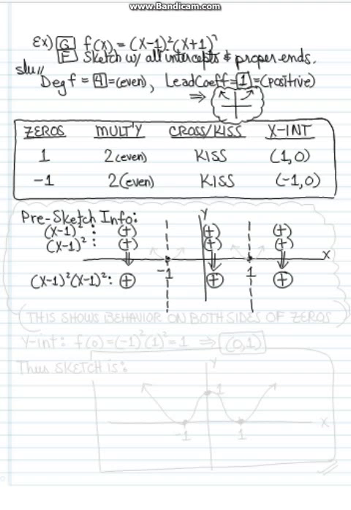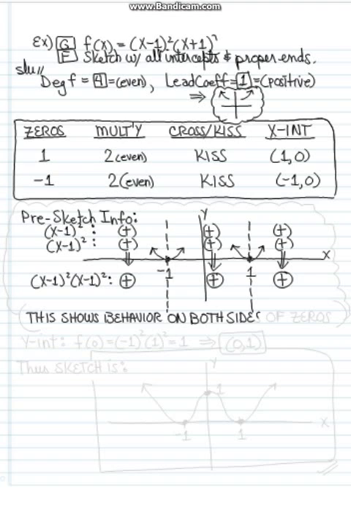Okay, so what's happening here is to the left of negative 1 we're positive, to the right of negative 1 we're positive. So I indicate that with those little short arrows. I'm not telling you how far it goes. I'm just showing you what happens immediately on the left and right of the root. And on the last root, x equals 1, to the left it's positive for the polynomial, to the right it's positive. So they're all above the x-axis. So once again, the pre-sketch info shows us the behavior on both sides of each of the zeros.